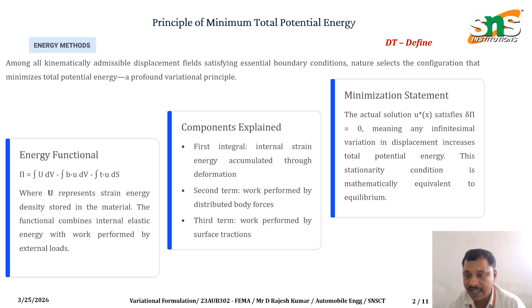The equivalence to equilibrium. This stationary condition, delta Pi equal to 0, is mathematically equivalent to the equilibrium equations. Finding the displacement that minimizes energy is the same as solving the equilibrium equations. This gives an alternative route to solve mechanics problems. This energy approach is far more powerful in developing computational methods like the finite element method.